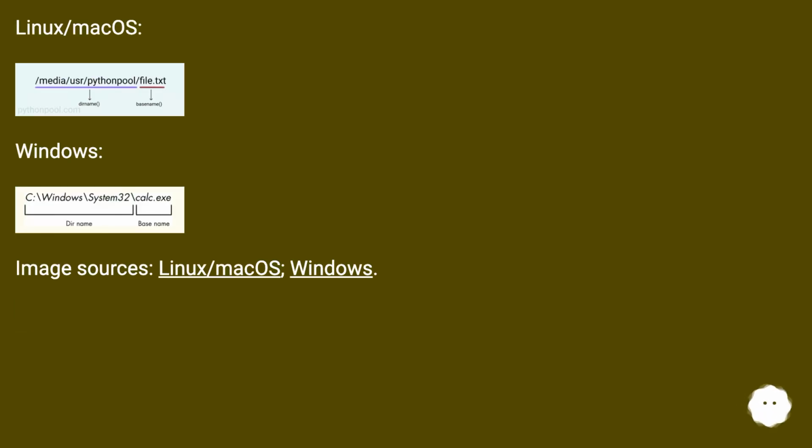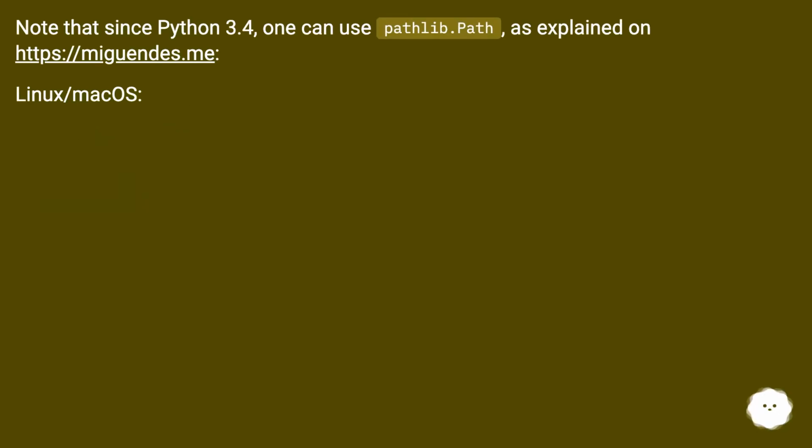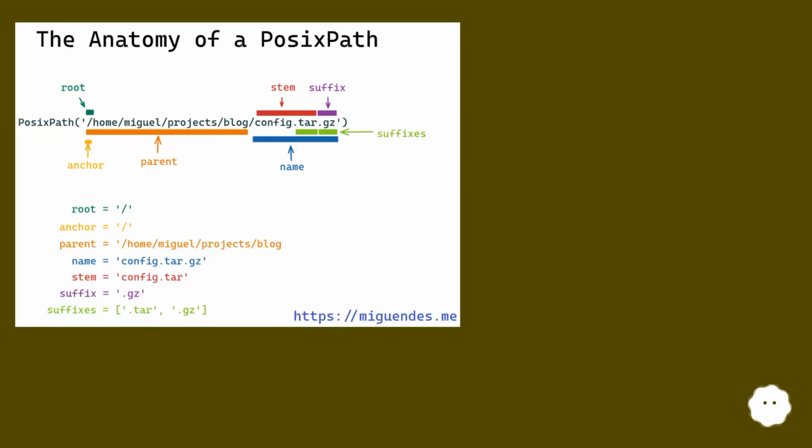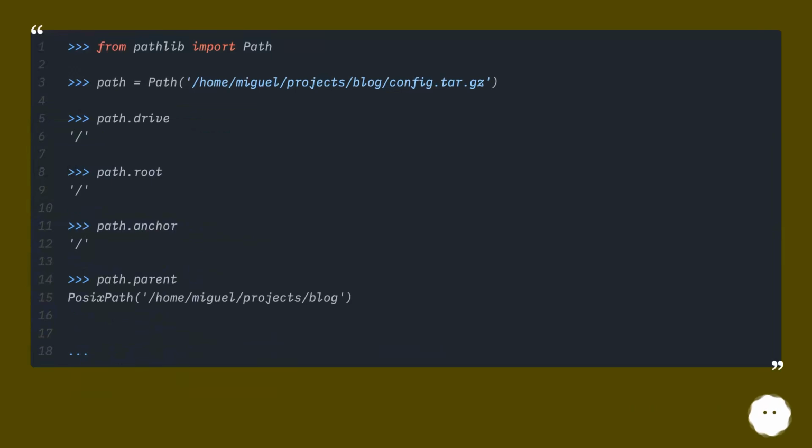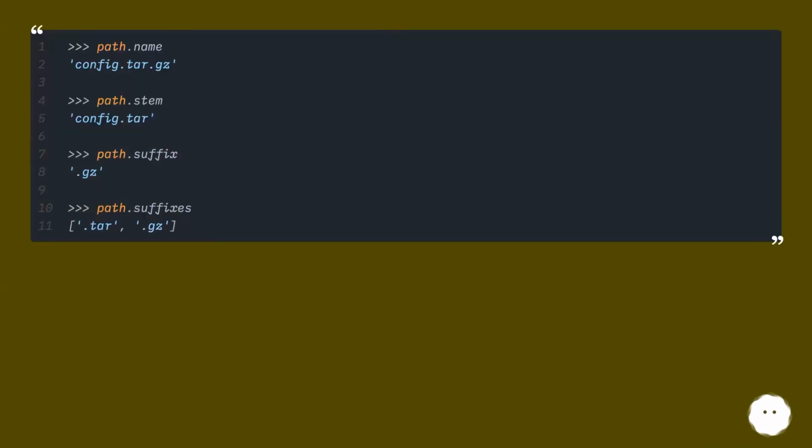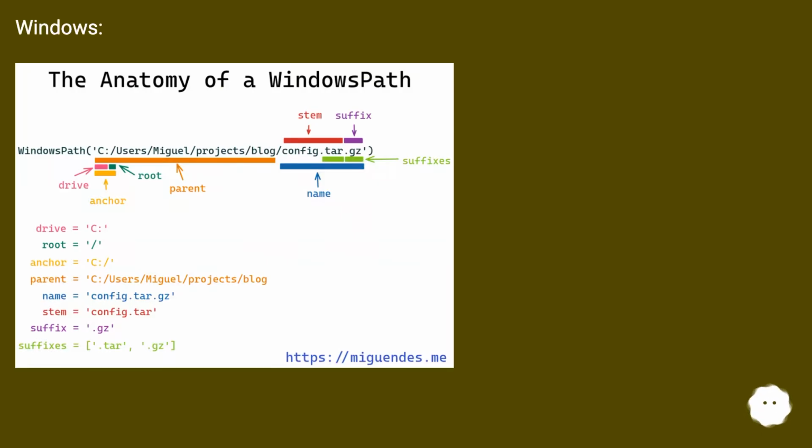Linux/macOS. Windows. Image sources: Linux/macOS, Windows. Note that since Python 3.4, one can use pathlib.Path, as explained on this URL. Linux/macOS. Windows.